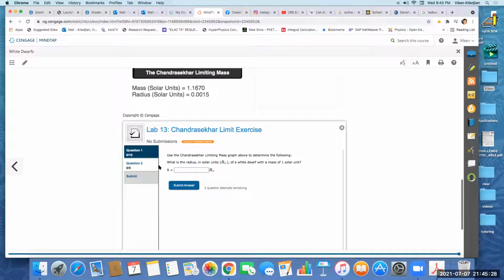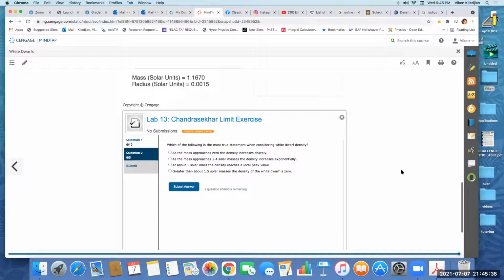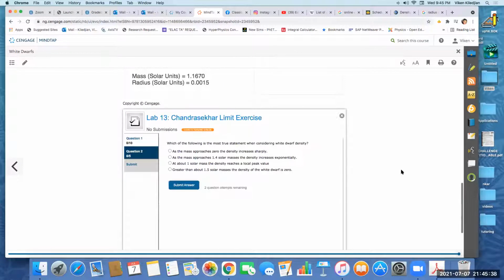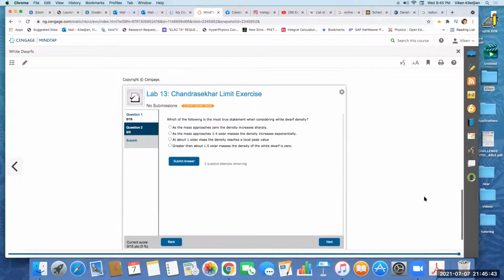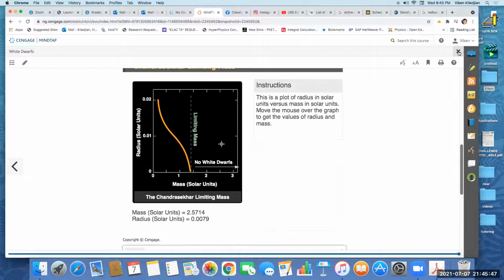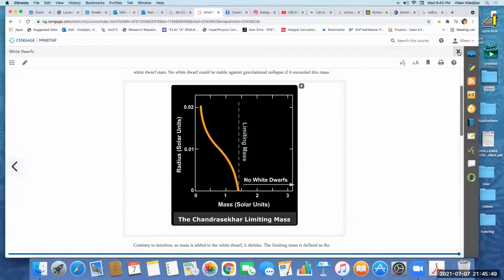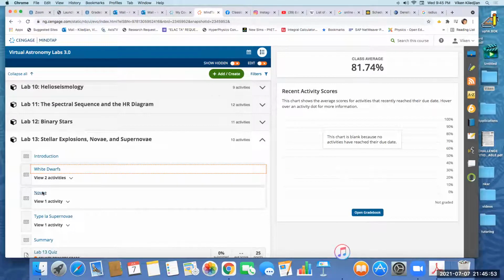And then in the next question, which of the following is the most true statement when considering white dwarf density? Then you'll just answer it. I think that's it. There's no calculation on that one. That's good. So just one picture and one question. Two questions, I mean. Okay, so then you go to the novae.